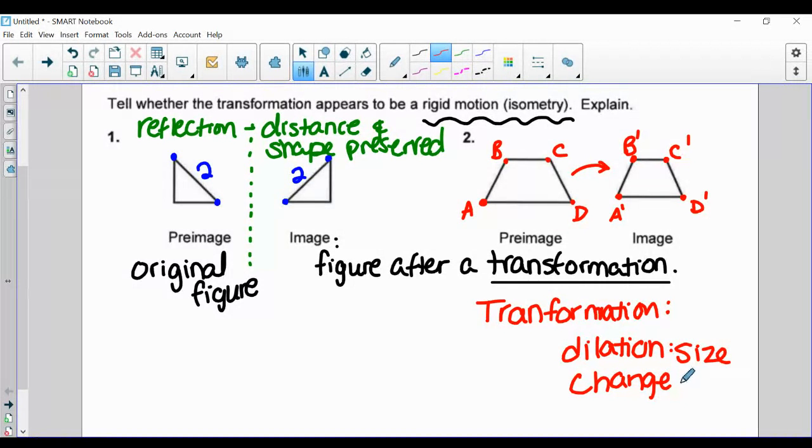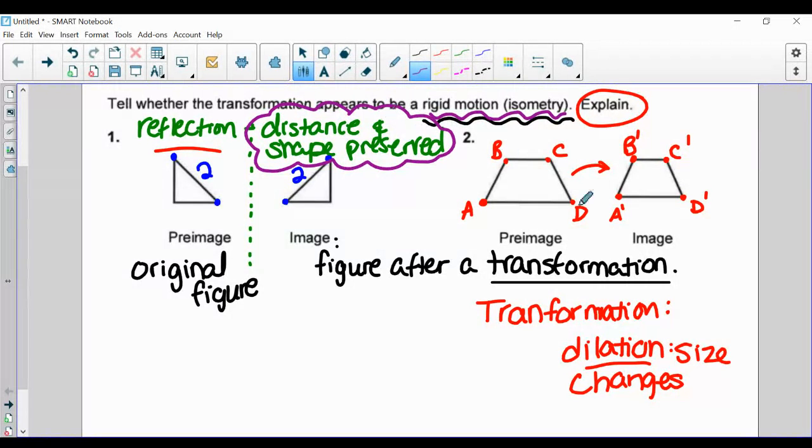So when you're explaining, it does say to explain, you can get into what type of transformation it is. This question did not ask us to specify. The question was asking us to explain why it's a rigid motion or why it's not a rigid motion. So we want to make sure in our explanation we're specifically stating that the distance was preserved versus no, the distance was not preserved, or in other words, the size changed.